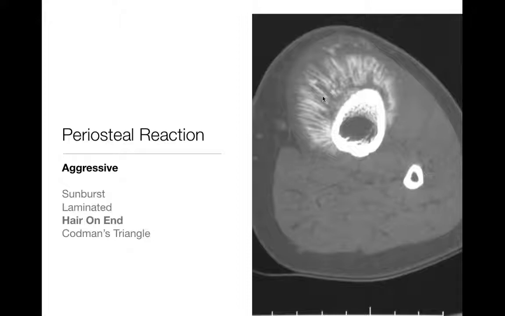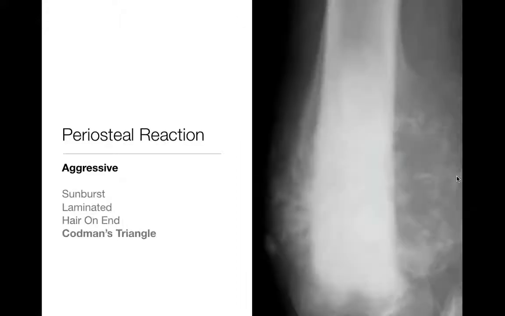So hair on end is really just spicules of bone sticking straight up, just like you'd be electrocuting your hair, sticking straight up. Codman's triangle is some of the periosteal fibers that are lifted up and displaced. So you get this displacement of the bone. You see there's periosteum right here forming like this triangle with the underlying cortex. Another example on the other side.